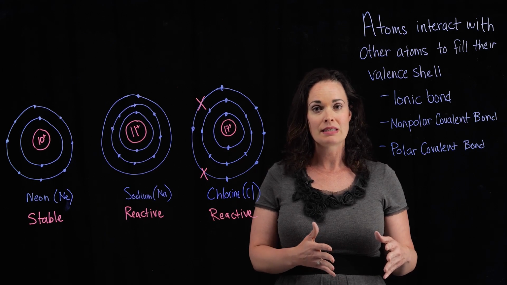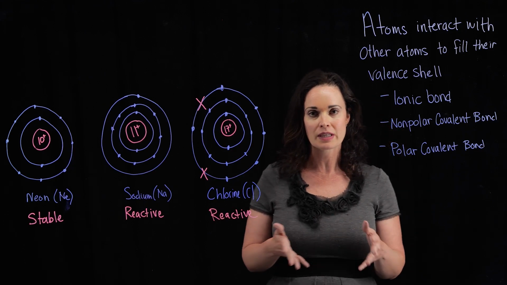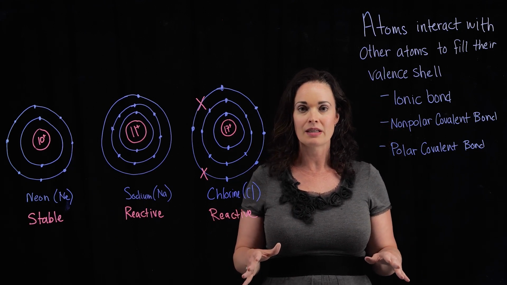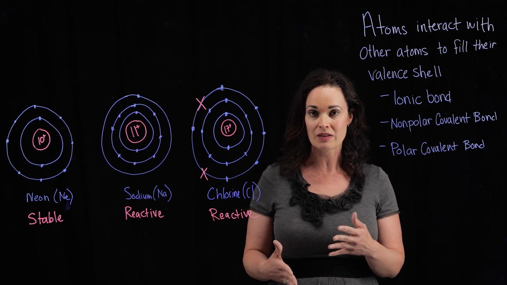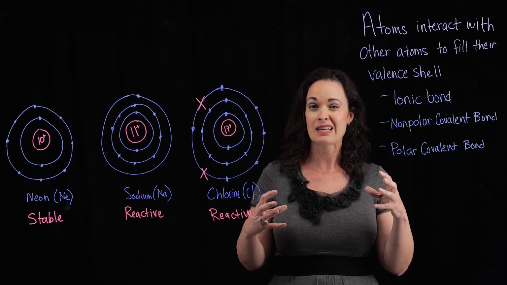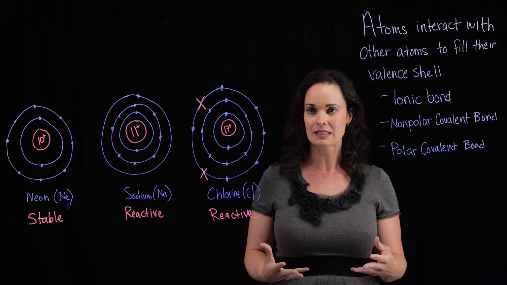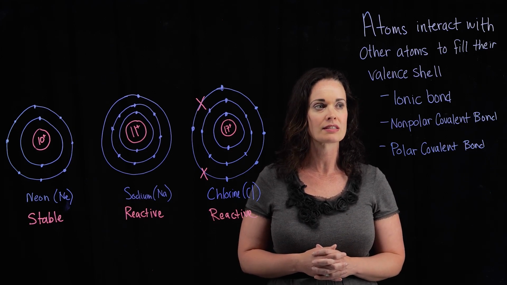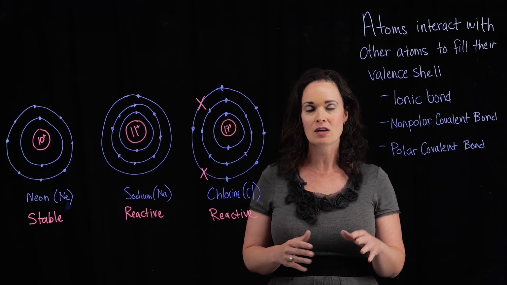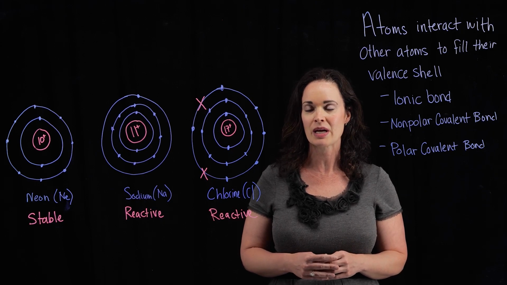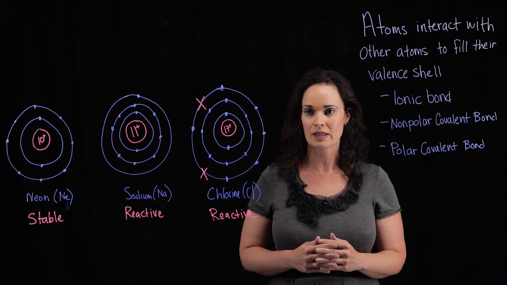So what I want to get into next is talking about how these atoms go about actually filling up their valence shells. So atoms are going to interact with other atoms to do this. When I say they interact, what I mean is they're having chemical reactions with each other, and that is causing them to form bonds. So that's causing them to actually become physically connected as they're sharing and exchanging electrons. So there's a few different bond types that we're going to talk about in this class. This first video is dedicated to what's known as an ionic bond, and then we'll have separate videos for nonpolar covalent bonds and polar covalent bonds as well.